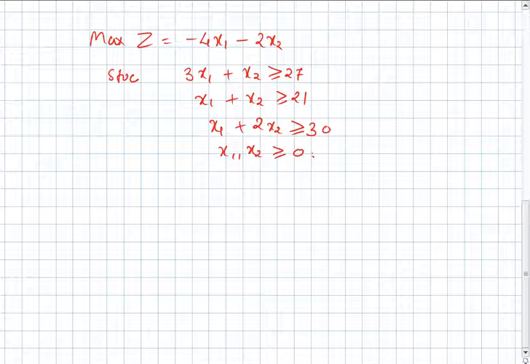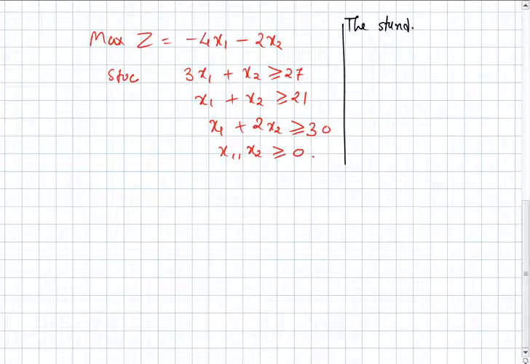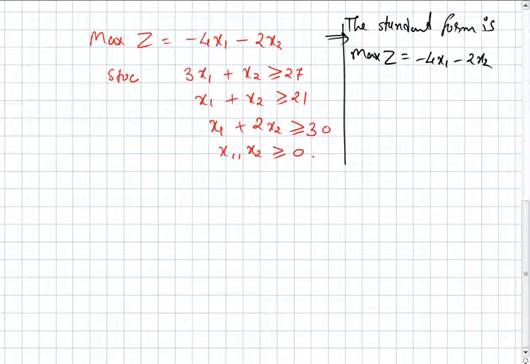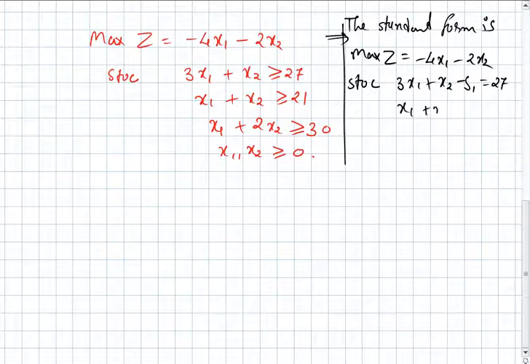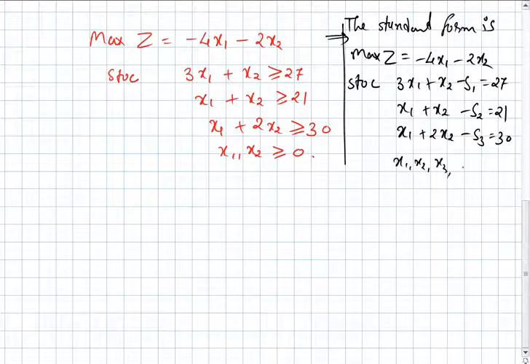So first of all, the standard form of this problem is obtained by adding the surplus variables, that is, maximize z equals minus 4x1 minus 2x2 subject to constraints 3x1 plus x2 minus s1 equals 27, x1 plus x2 minus s2 equals 21, x1 plus 2x2 minus s3 equals 30, x1, x2, s1, s2 and s3 greater than or equal to 0.